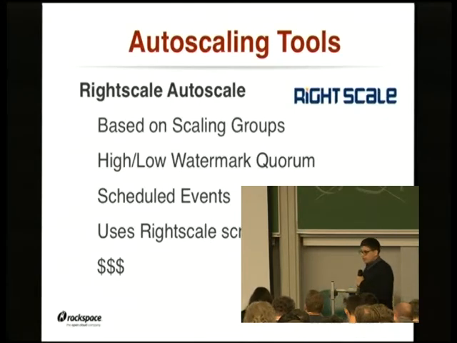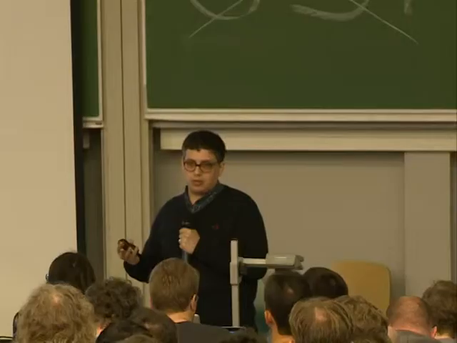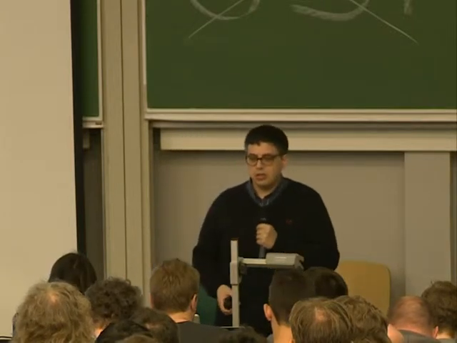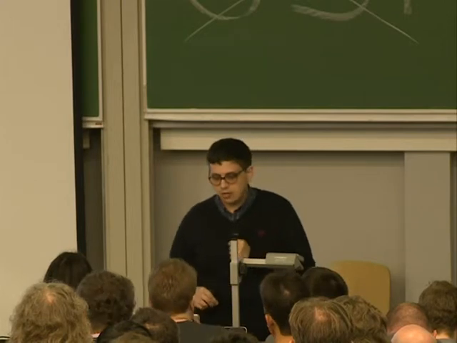The third one is RightScale. RightScale is a tool that was created to simplify deployments into the cloud. It was first supported by Amazon, but now it supports everything: Amazon, Rackspace, Windows Azure, and I think the other one is Ocean something. So it supports any kind of scenario. It's also based on scaling groups, because again, that is logical, and thus high and low watermarks, but this is the differentiator in RightScale.